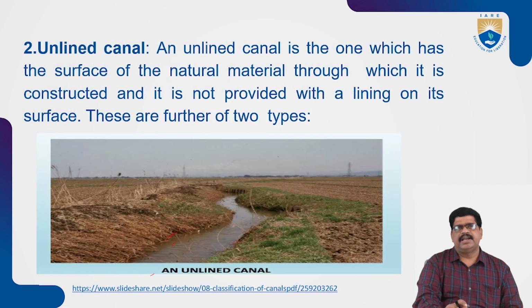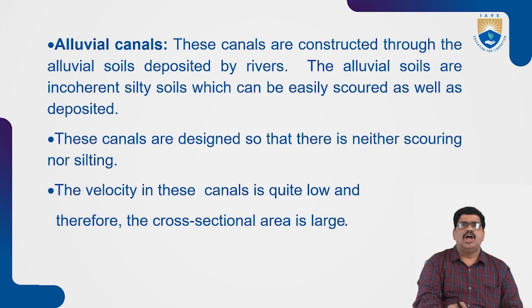This can also be bifurcated into two types, which are alluvial canals. What is meant by alluvial canals? These canals are constructed through alluvial soil. Alluvial soil is deposited by rivers. What are alluvial soils? Soils with mud particles that can be deposited at the bottom. They can easily scour as well as deposit in the bottom side. But these canals are designed so that there is neither scouring nor silting.